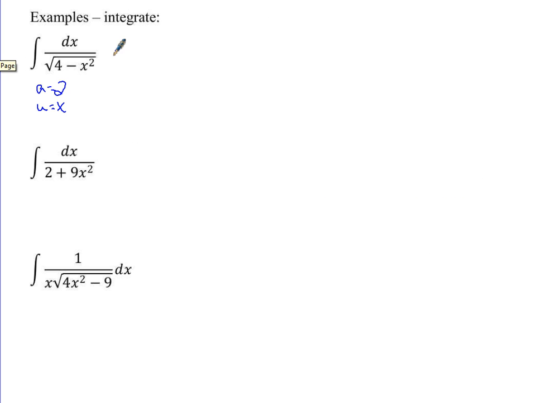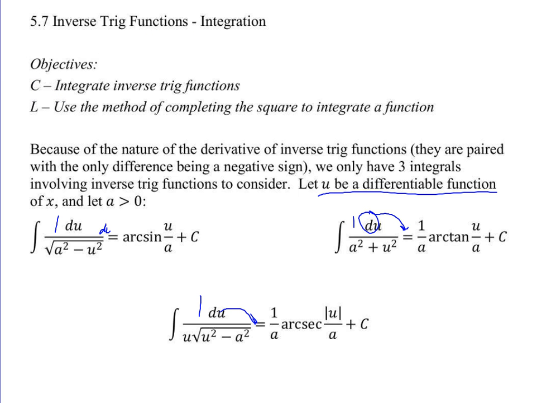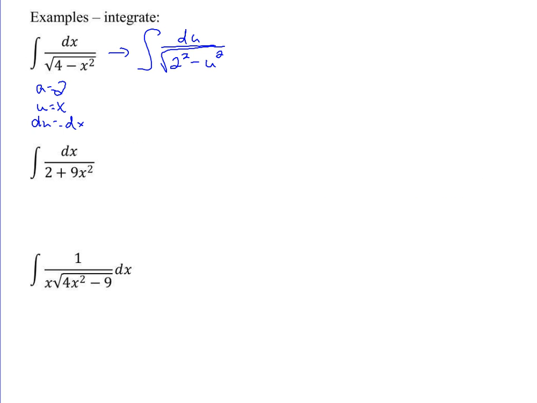So come back over here. I can rewrite this if I want to, just to be a little bit more clear. Technically it's supposed to be du, so I guess I better take the derivative here. And when I do, I get du equals dx. Okay, so I just have du over the square root of 4 turns into 2 squared minus x turns into u squared. So if I go back one more time, that is the exact pattern that we're looking for here. So we can go ahead and integrate it, and this gives us what?